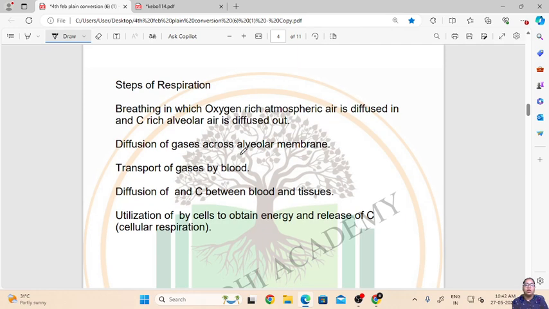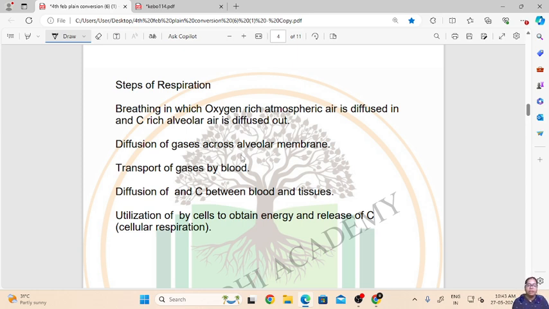So now let us see what are the steps in respiration. Now we have understood what respiration is and which parts are involved in respiration. Now let's see how respiration takes place, as in which steps are involved in the process of respiration. First, breathing, in which oxygen-rich atmospheric air is diffused in and carbon-rich alveolar air is diffused out.